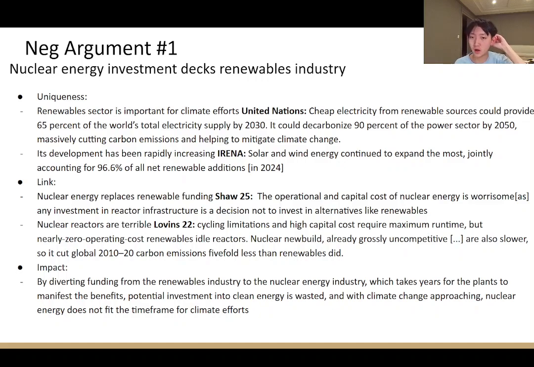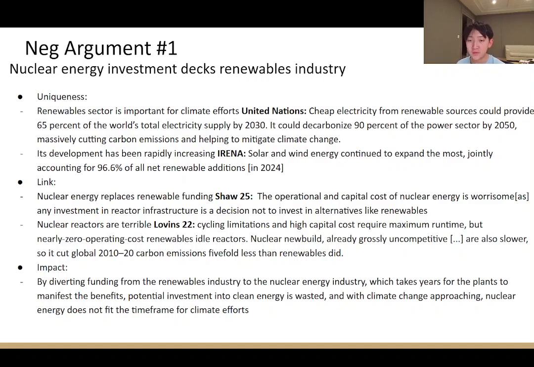It's helping to replace a lot of the fossil fuel emissions that we are currently relying on. Indeed, its development has been rapidly increasing, as ARENA finds that solar and wind energy continue to expand the most, jointly accounting for 96.6% of all net renewable additions in 2024. However, when you vote the affirmative, which is to put nuclear energy in, nuclear energy replaces renewable funding, as according to Shaw25, the operational and capital cost of nuclear energy is worrisome, as any investment in reactor infrastructure is a decision not to invest in alternatives like renewables.